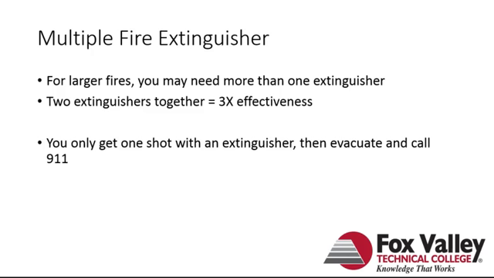Next thing we want to talk about is multiple extinguishers. It is fine to use more than one extinguisher at the same time. But if you look at the last bullet point, you only get one shot with an extinguisher. If you can't put out the fire with an extinguisher, then you have to back out. You have to call 911. But that doesn't mean you can't have two people going together with a fire in order to put it out.